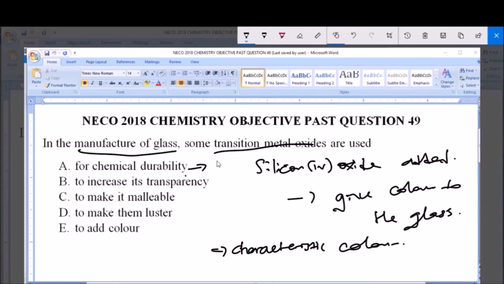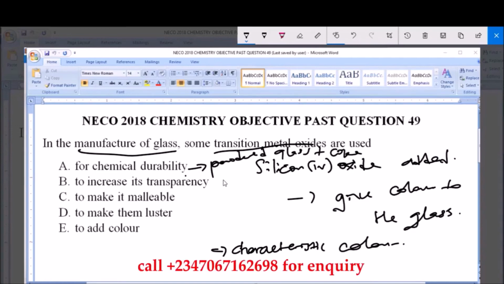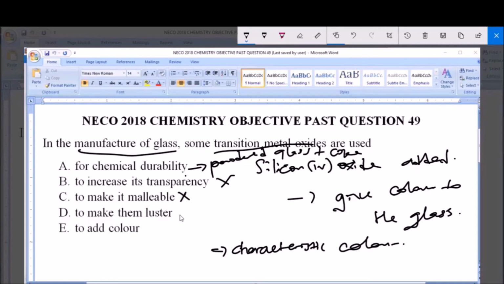Now option A, chemical durability, is achieved when powdered glass and coke are added. B says to increase its transparency. No. C says to make it malleable. Like we know, glasses are not malleable. They cannot be beaten into sheets because they are brittle. D says to make them lustrous, that is to shine. No, that is not it. So the answer is option E, to add color to the glass, to give them their appropriate color. That is the reason why transition metal oxides are added.